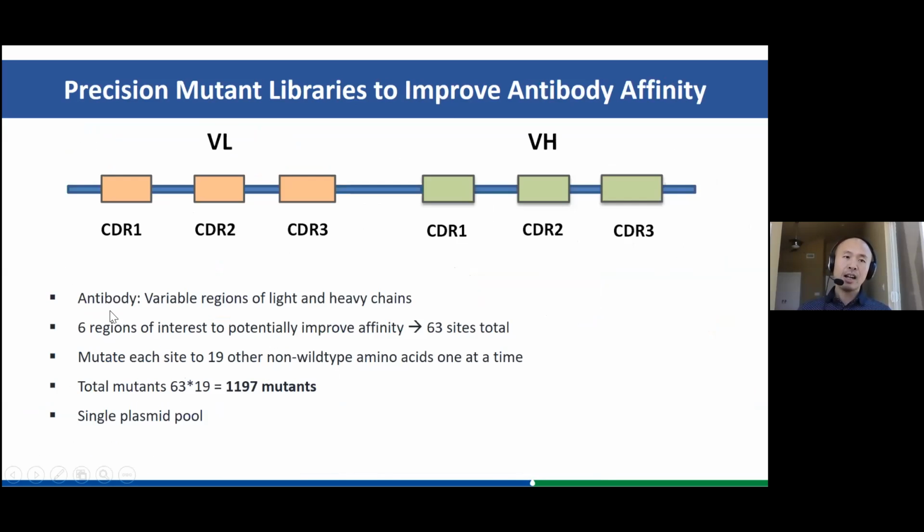Last but not least, this is a case study for antibody engineering. The customer would like to improve the affinity of the antibody of their interest, and they want to target 6 different CDR regions, as shown here, with a total of 63 sites. Again, this is also a saturation scanning mutagenesis library. The customer wanted to mutate all 63 sites to the 19 other non-wild type amino acids, but one site at a time. This generated about 1,200 mutants, again, to be delivered in a single pool.